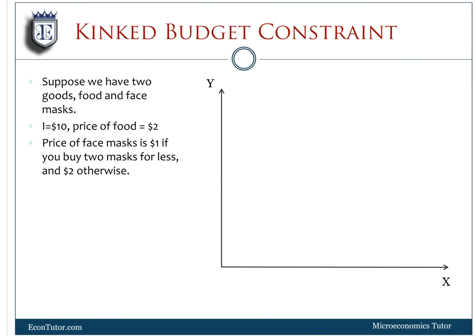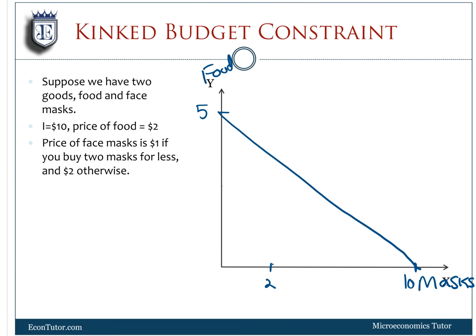So if I plot this out, let's say this is my food axis, and this is my masks. The most I can buy of food is 5 units of food, right? 10 divided by 2, that's 5. Now, typically, if masks were just $1 each, I should be able to buy 10 masks, and this would be my straight line. But I can't actually buy 10 masks because the price doesn't stay at 1. So how do I figure out where the kink is? Well, the price changes after 2 masks, so that's right here.